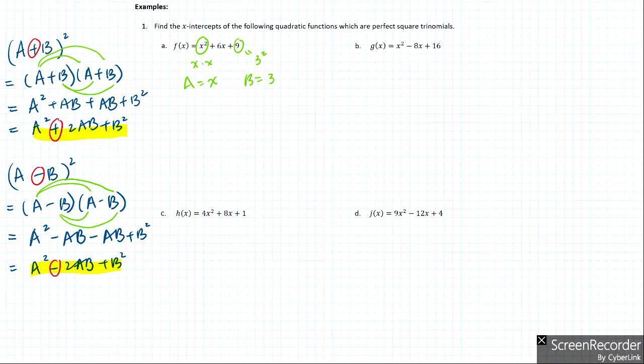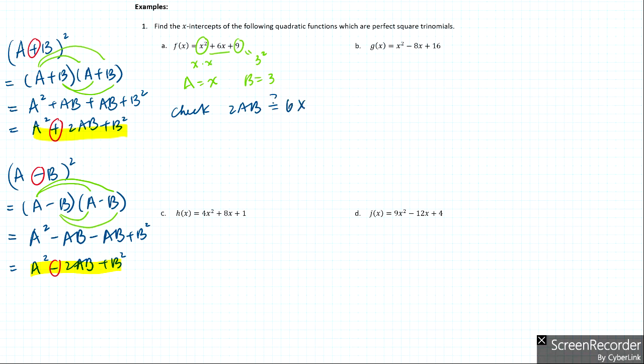Now if I can see that a equals x, so a squared is x squared, which matches our first term, and b equals 3, so b squared equals 9, which is our last term. And then in the middle, I have this plus 6x. And ideally, I want this 6x to be 2ab. And if that's the case, we can say that we have a perfect square trinomial. So we really want to check whether 2ab is equal to 6x.